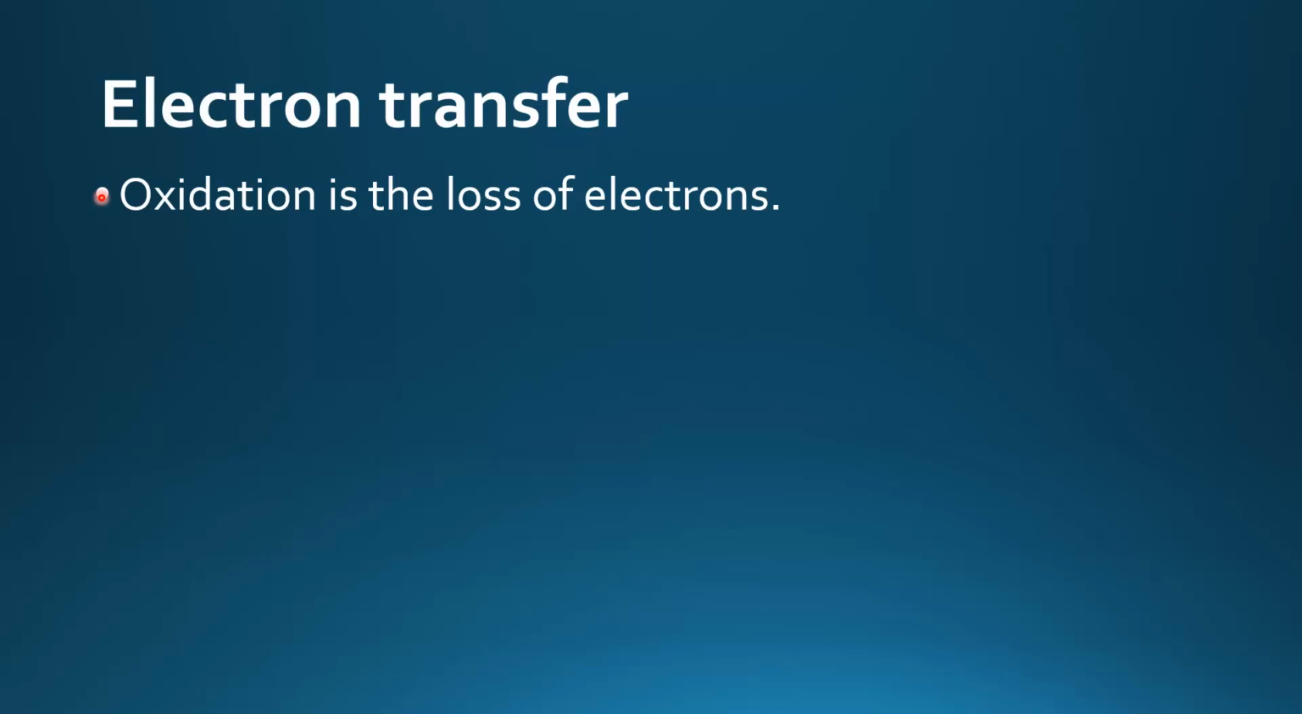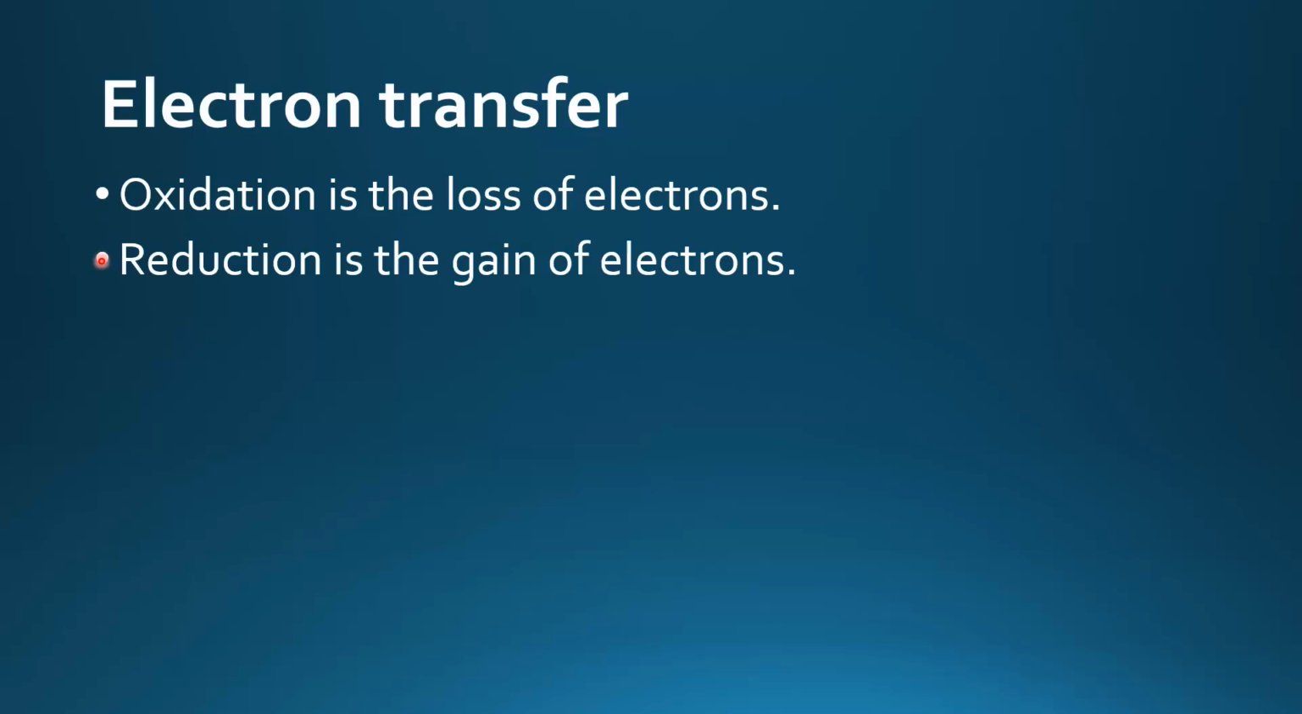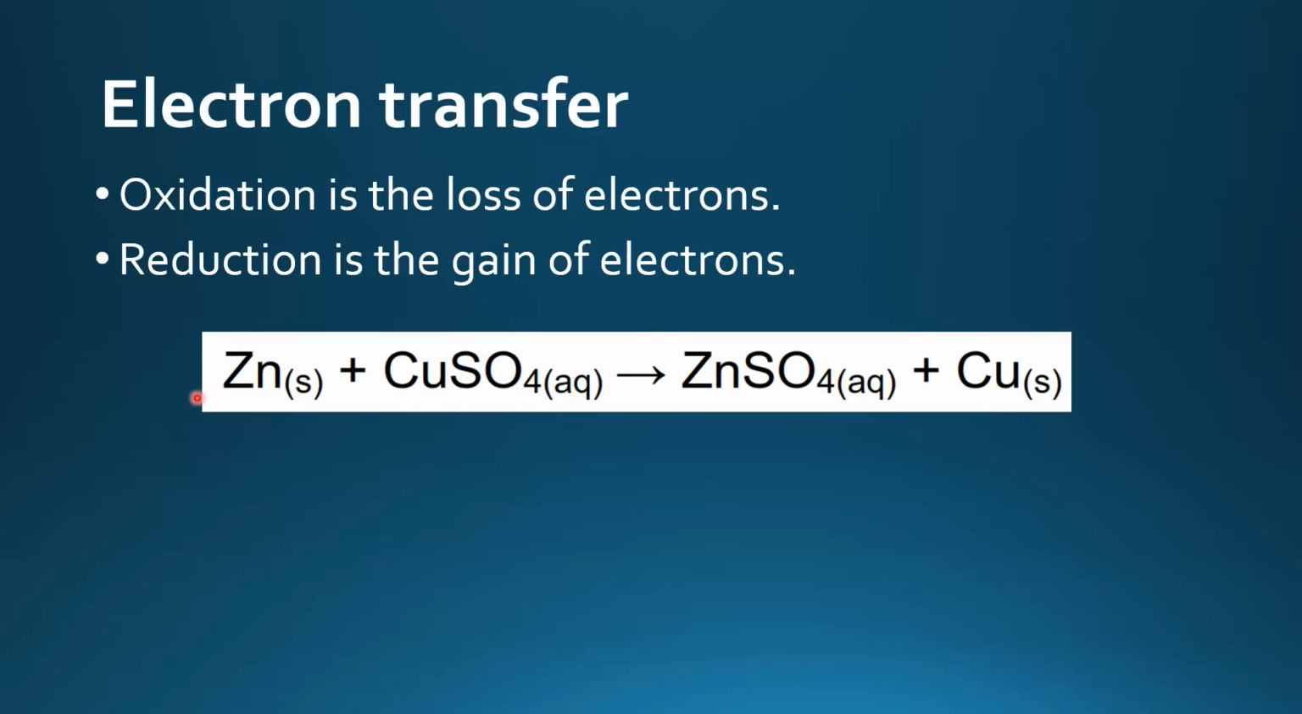So oxidation is the loss of electrons, and reduction is the gain of electrons. Let's look at an example. Here we have zinc metal reacting with an aqueous solution of copper sulfate, and that forms an aqueous solution of zinc sulfate and copper metal. This is an example of a displacement reaction where a more reactive metal displaces a less reactive metal in solution. So the more reactive metal is the zinc, and the zinc displaces the less reactive metal, which is the copper.